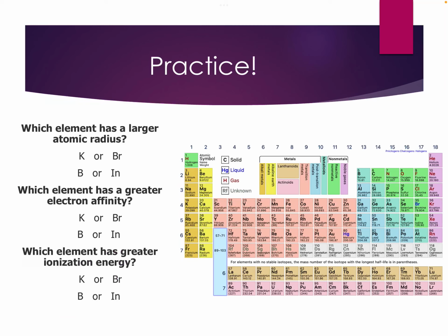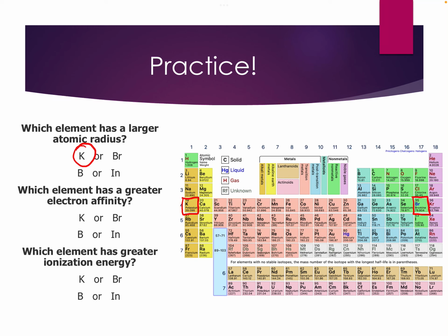Let's go over this. Which of these elements has a larger atomic radius? First, let's find potassium and bromine. Remember that atoms get smaller as we go from left to right. We are adding more protons to the nucleus and more electrons to the same energy level, so our atom gets smaller from left to right. So our larger element here is potassium.